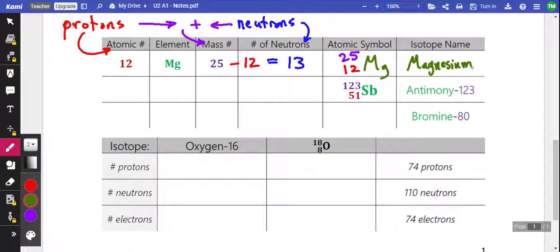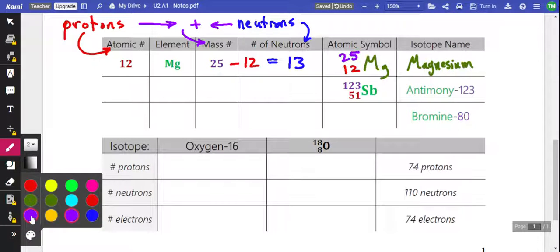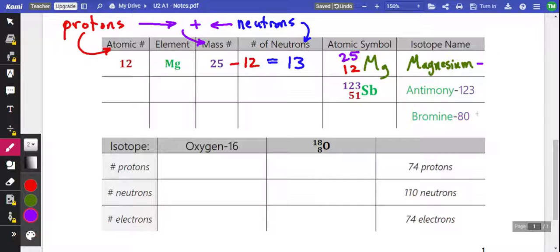like magnesium. Then we use a dash, and then write our mass number, protons plus neutrons. In this case, 25. So we would call this specific version of magnesium, magnesium-25. That way we can tell it apart from other versions of magnesium, like magnesium-24 or magnesium-26 or 27.